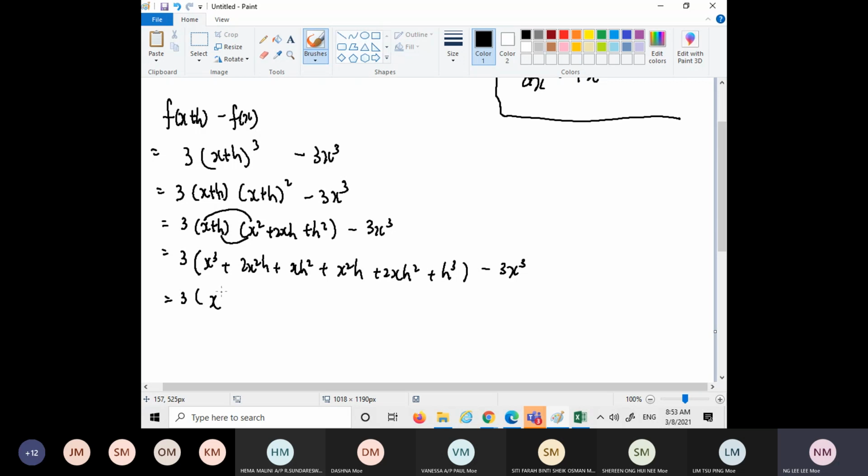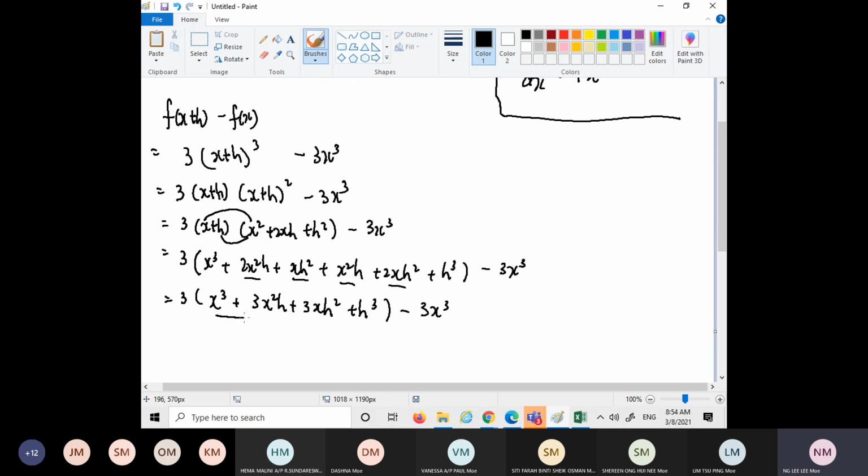Same thing actually, x to the power 3 first. Then the next term, find the one with x to the power 2. X to the power 2 here, x to the power 2 here, so 2 and 1, so 3. Next, find the one with x to the power 1. Same thing, 2 and 1, so it's 3 x h squared. Last term, h to the power 3, minus 3, x to the power 3.